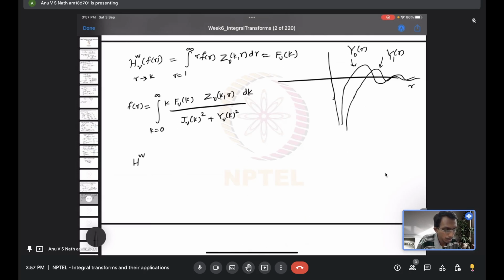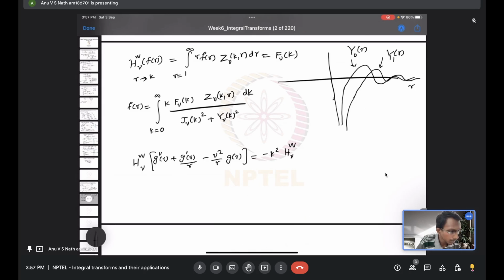So that we want to see how that is getting transformed using this particular Weber transform. So H nu of some function g double prime of r plus g prime of r by r minus nu square over r g of r. According to the normal Hankel transform, we would expect this to be minus k square times the Hankel transform of g. That's all. No boundary values would appear, but here you see there is a boundary value that needs to appear, which is 2 over pi times g of r equal to 1.